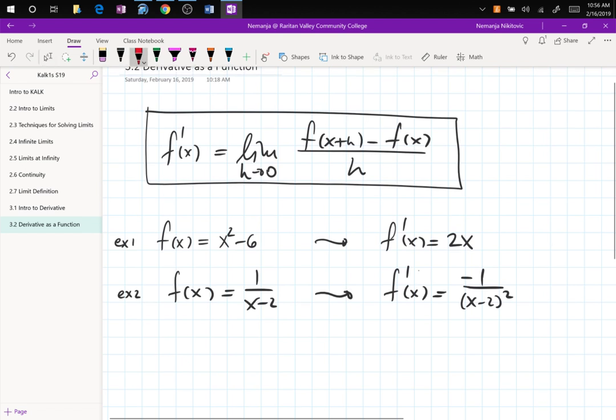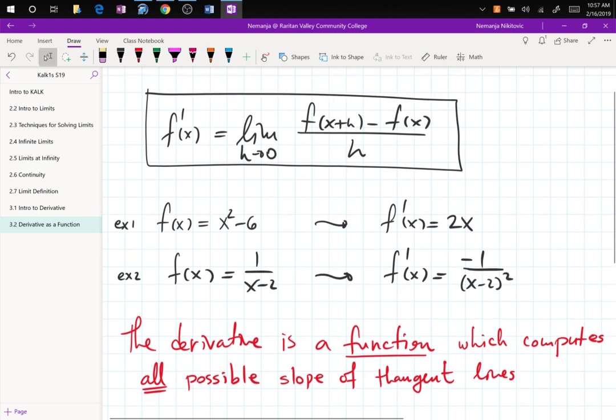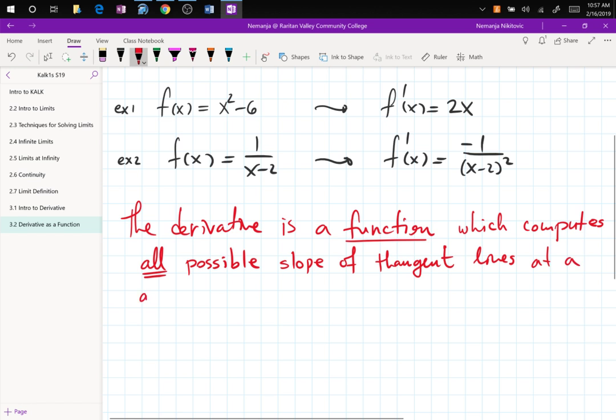We also said, and I'll write it again in blood, the derivative is a function which computes all possible slopes of tangent lines at a given point, all possible, for a given function f of x.